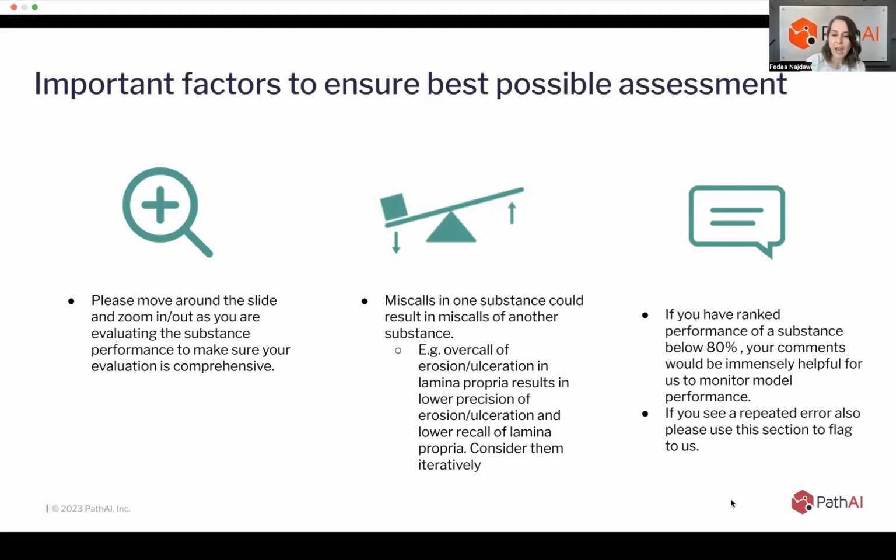If you have ranked performance of a substance below 80%, and I'll go over how we're ranking each substance or what is the actual percentage rank, your comments would be immensely helpful. We would appreciate any feedback we get from you, because it will help us monitor the model performance. So it's not just if you feel that the model performance on that specific slide is lower, so below 80%, but also if you see any repeated errors. So anything that appears to be systematic, even if it was really minute.